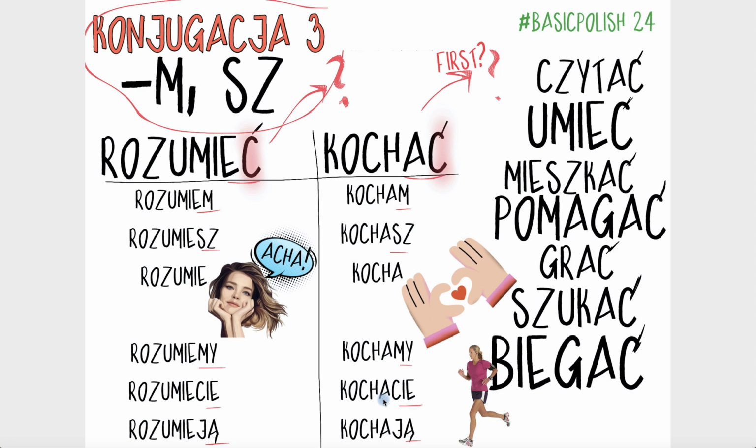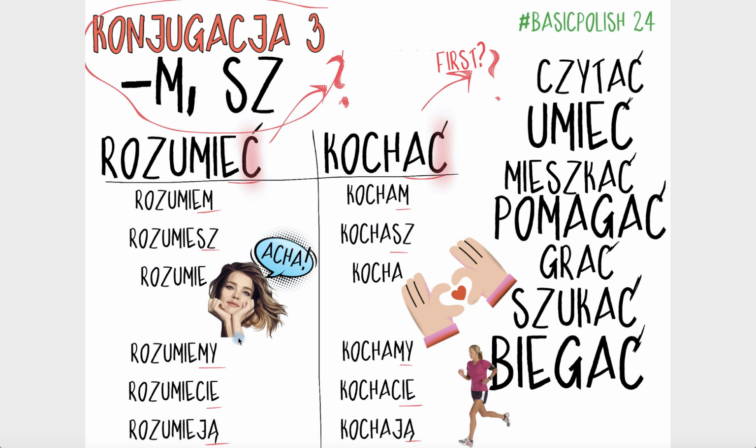You, plural, kochacie, so czytacie, mieszkacie, pomagacie, gracie, szukacie, biegacie. And the last but not least, kochają, so that's they love. So here we've got they read, czytają, mieszkają, pomagają, grają, szukają, biegają, right? So it's not too complicated.